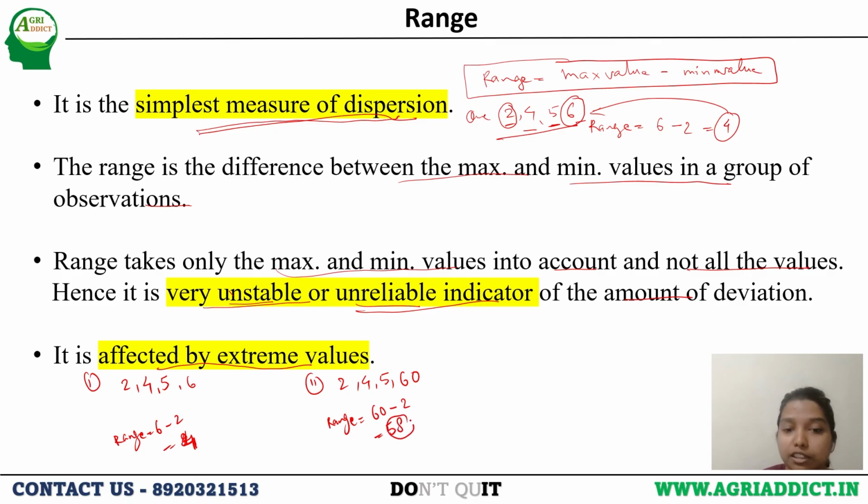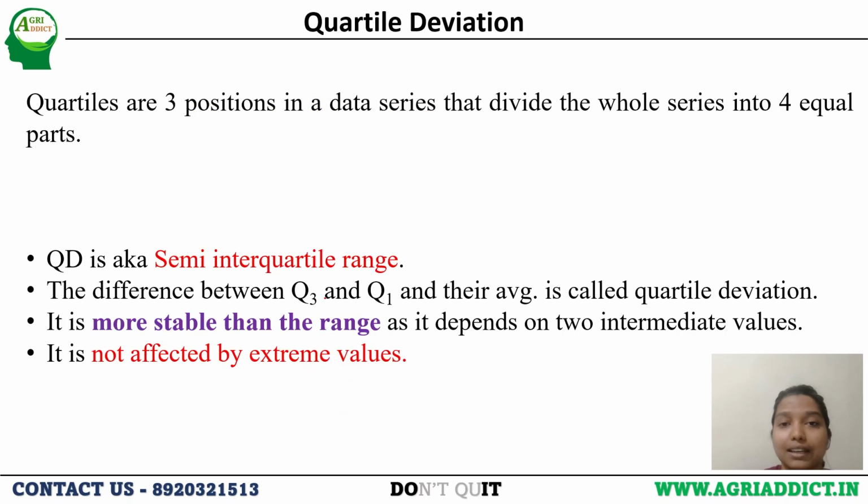See, the difference between this and this is very much. Here it is 4, here it is 58. Just we have changed one value and it is changing. It is getting affected by the extreme value. So that's why we are saying that range is affected by extreme values. Okay, I hope you got the point. Let's move to the next slide.